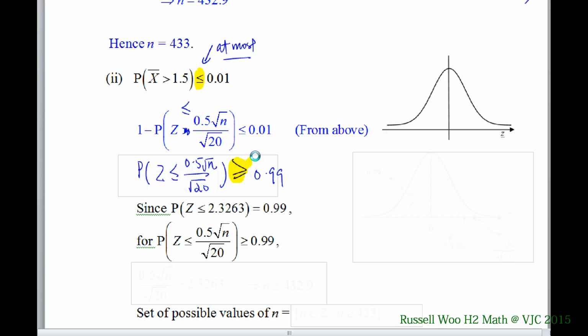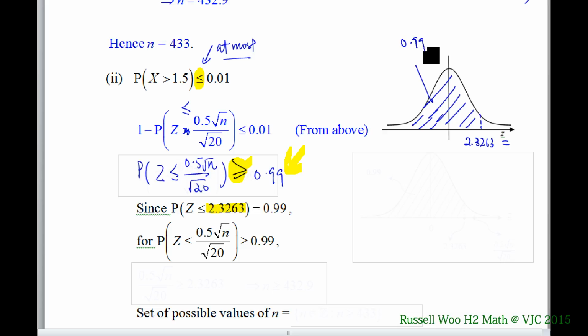Then we say, okay, now greater than, I don't know what to do. But actually, what we can do is we inverse norm 0.99, we'll get 2.3263. Then actually, what happens is this. From the GC, the probability Z smaller than 2.3263, this area is 0.99. This is what you get from the GC. Follow what I'm saying? When you inverse norm 0.99, you get 2.3263. GC is telling you this.